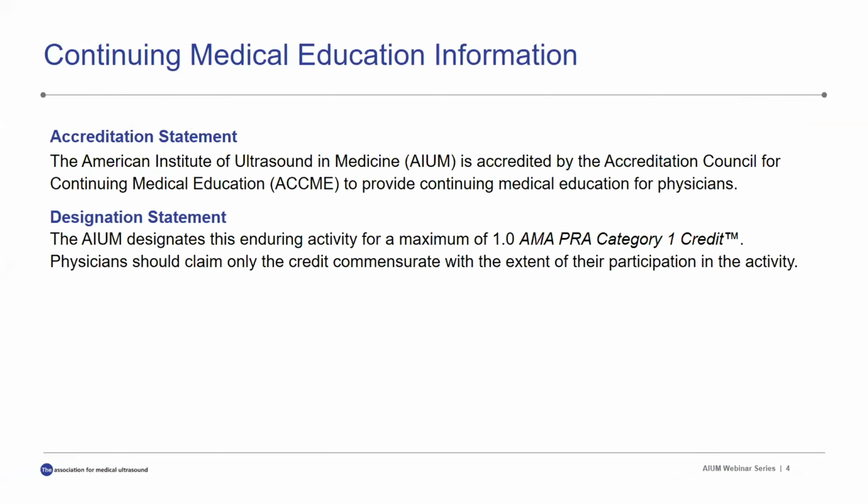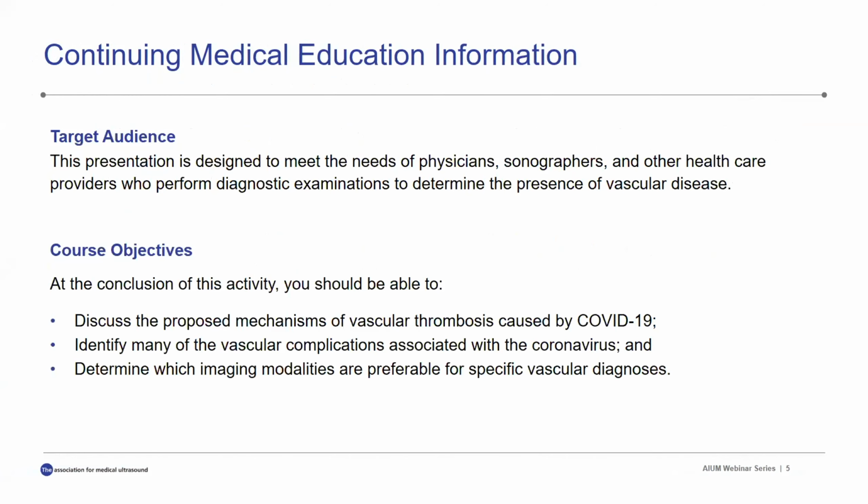Tonight's webinar will focus on the vascular conditions associated with COVID-19. The AIUM is accredited by the ACCME. This webinar is designated for one AMA PRA Category 1 credit. By the conclusion of this webinar, you will be able to discuss mechanisms of vascular thrombosis caused by COVID-19, identify vascular complications associated with the coronavirus, and determine imaging modalities for specific diagnoses.